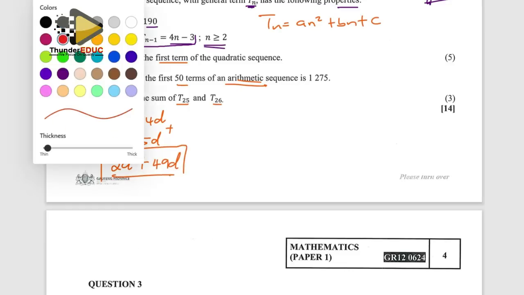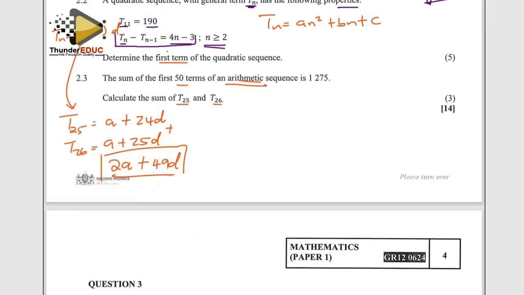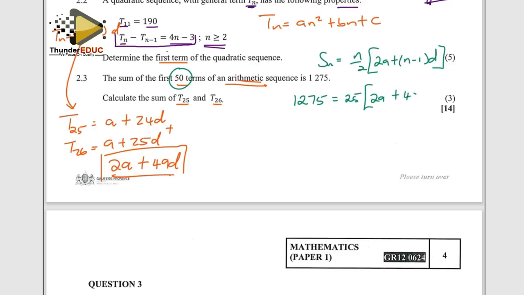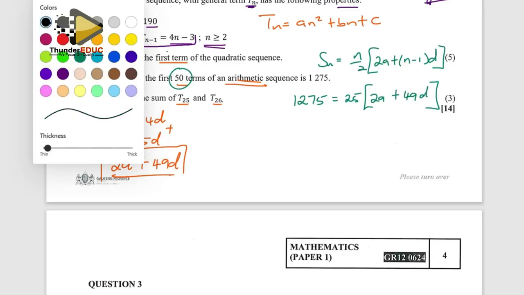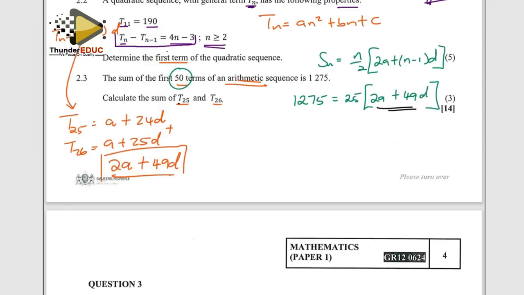Then if I go back into the general formula for the sum of an arithmetic sequence, it's n over 2 into 2a plus n minus 1 into d. So I have my Sn as 1275. This is going to be 50 over 2, which is a 25, into 2a plus, what is 50 minus 1? That gives me a 49d. Okay, but now what I can see is that this bracket is the same as this.